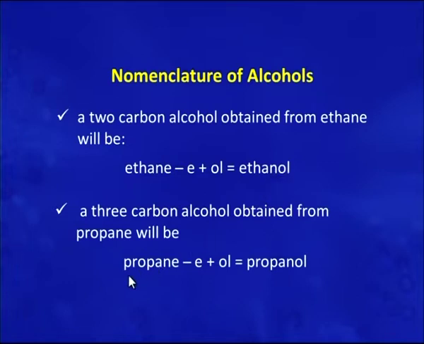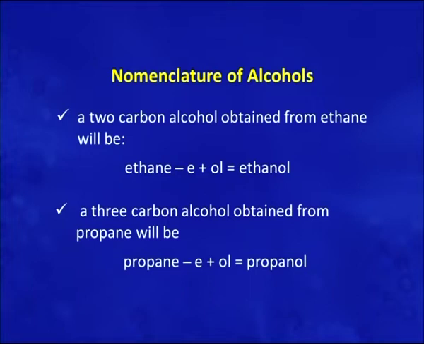Similarly, a 3-carbon alkane is propane. Deleting E from that and adding OL to it, it becomes propanol. So, a 3-carbon alcohol is named as propanol.